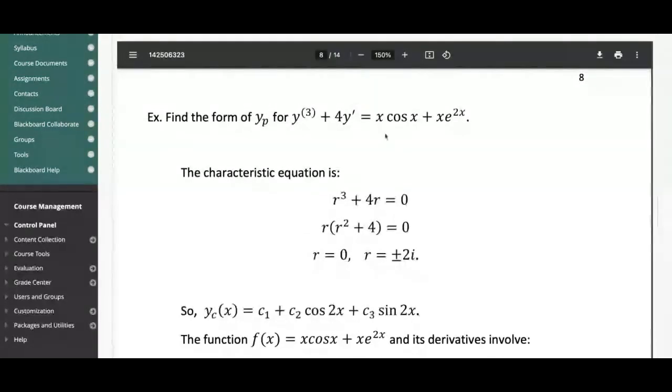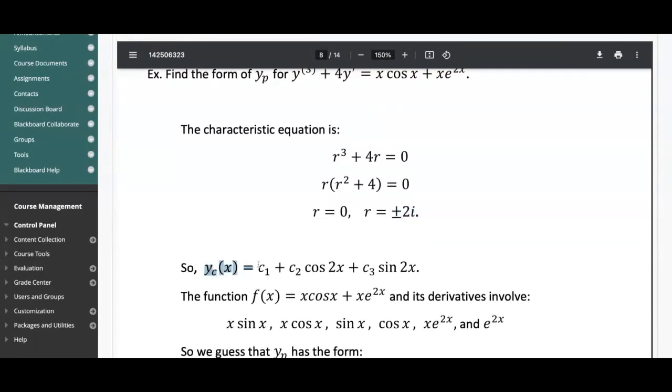All right, let's see this one. We have x cosine x e to the 2x. And this is the third level of derivatives. Okay, so first we want to solve for the complementary solution, yc. Which means we make this one equal to 0. We form a characteristic equation. Factor this way, so we get a 0 and a plus minus 2i, two complex roots.